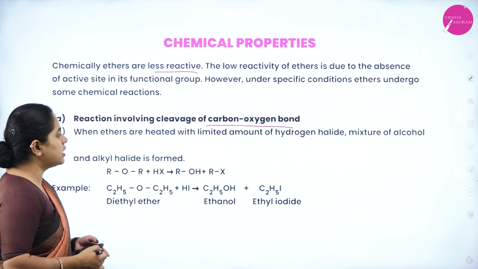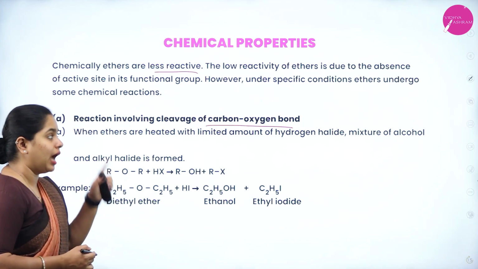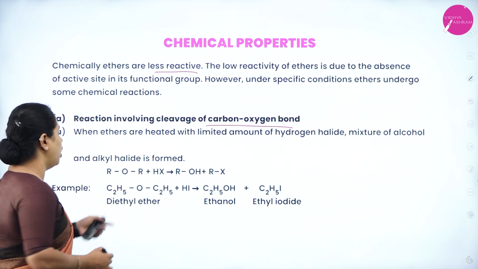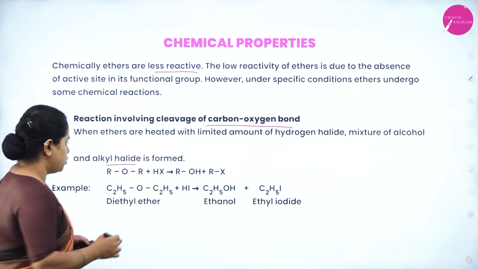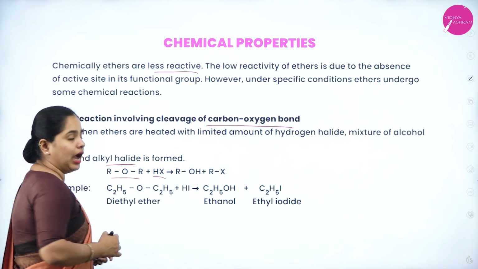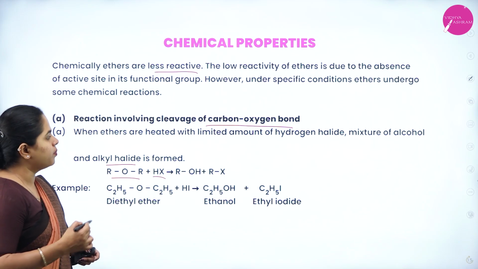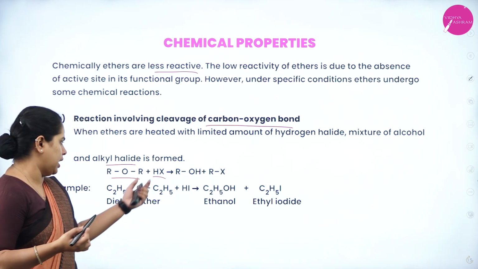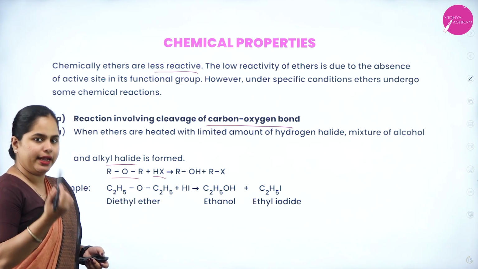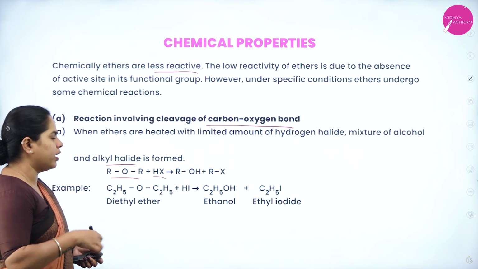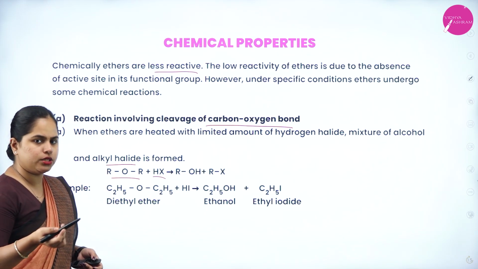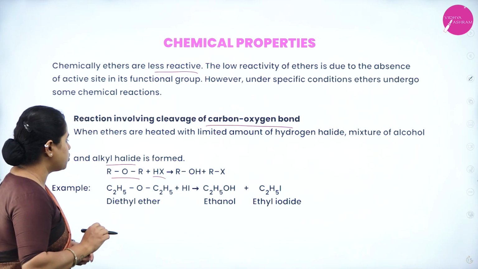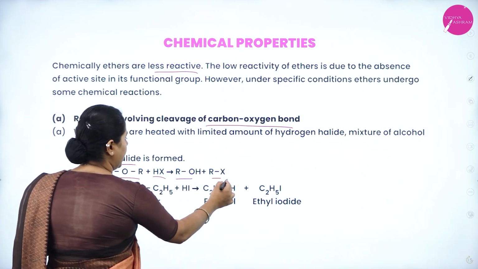When ethers are heated with a limited amount of hydrogen halide, a mixture of alcohol and alkyl halide is formed. So this is your ether, to which we are adding hydrogen halide. Hydrogen halide means HX. It can be HCl, HBr, HI, HF, etc. HF generally won't undergo this reaction. So what is going to happen? You are going to get alcohol and alkyl halide.